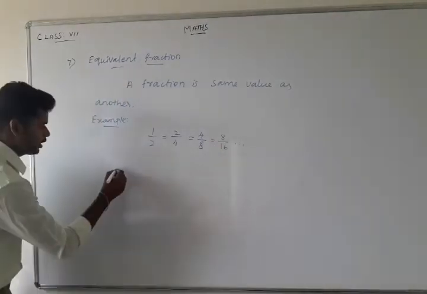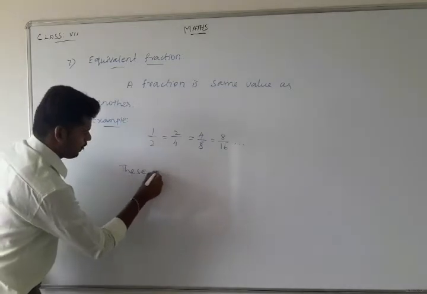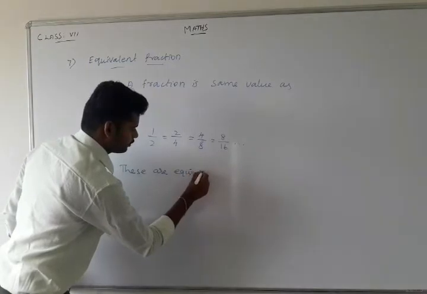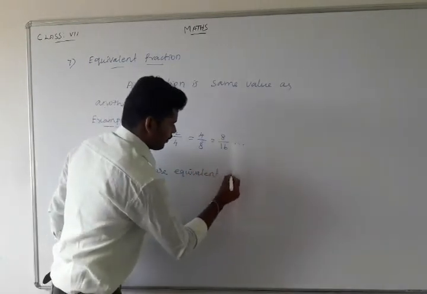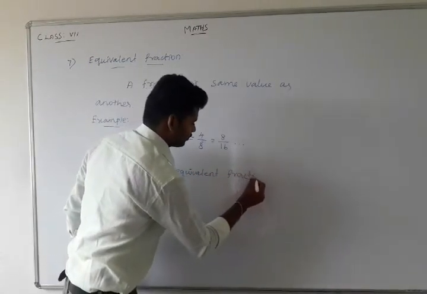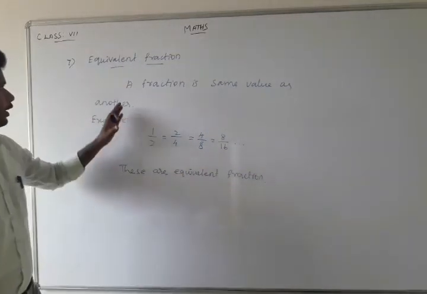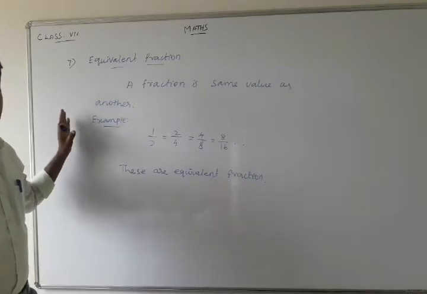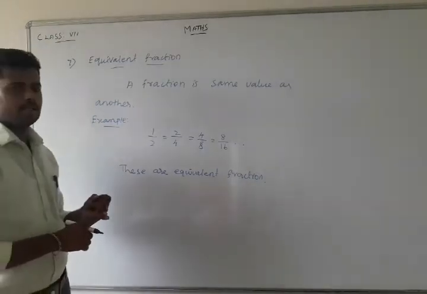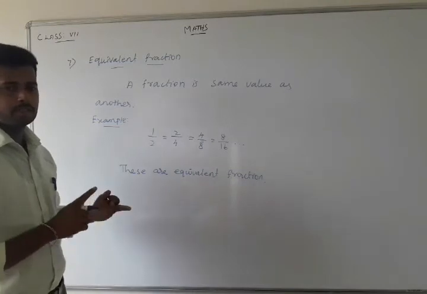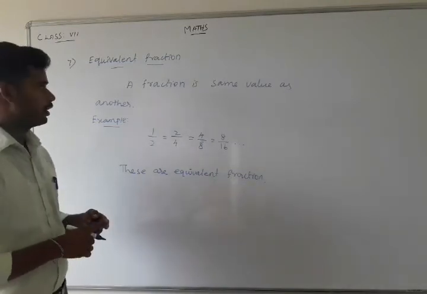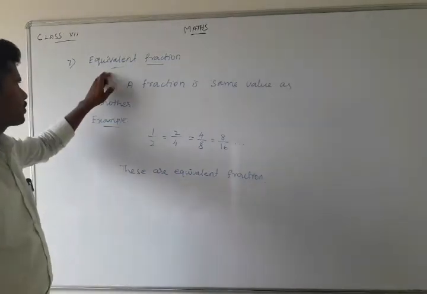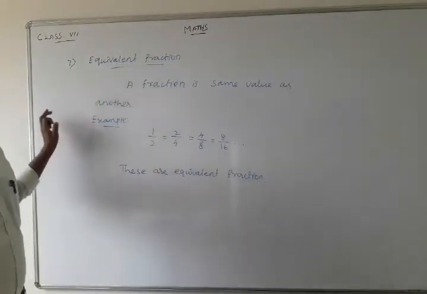So these are equivalent fractions. These are the types of fraction: first proper fraction, second improper fraction, third mixed fraction, fourth like fraction, fifth unlike fraction, sixth unit fraction, and seventh equivalent fractions.